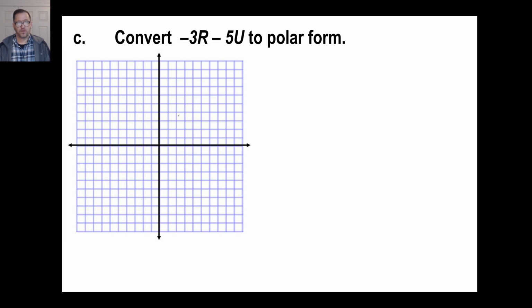Okie doke. First off, let's draw this thing. Okay, negative 3r minus 5u. So it's going to be negative 3, 1, 2, 3, right? And then negative 5. 1, 2, 3, 4, 5. Boom. Okay. And then we draw our little line. And then we draw our pretend triangle here, I guess our right triangle. And then we got to figure out what's this and what's this. Well, we know this is a 3. We know this is a 5.